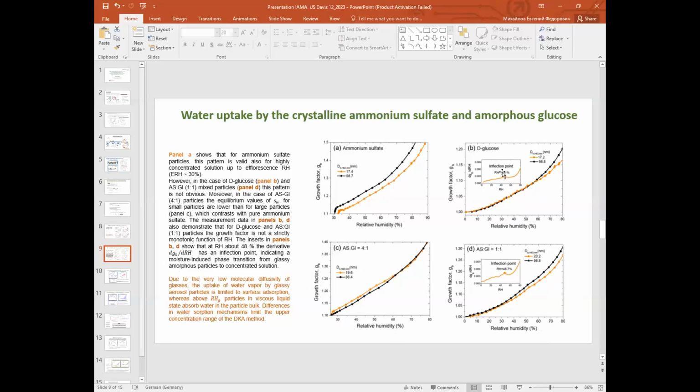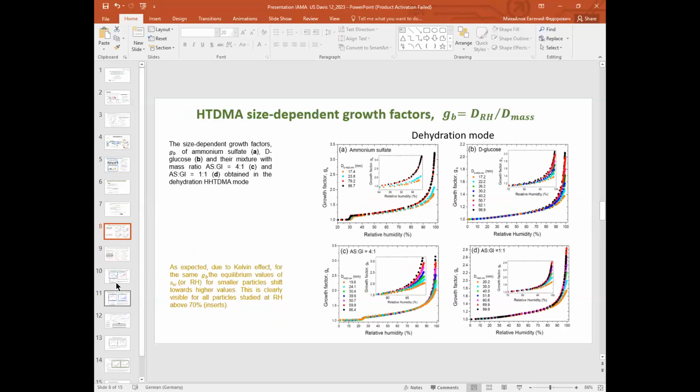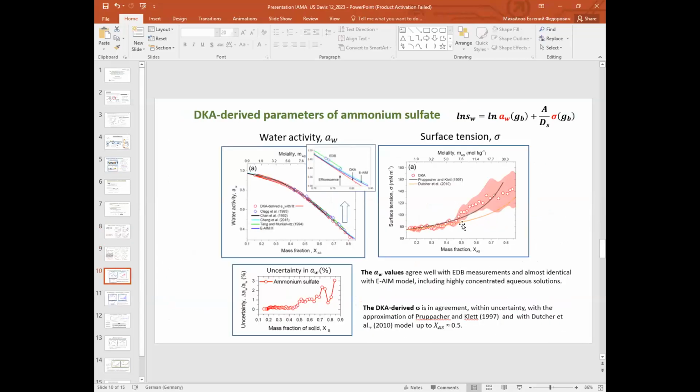This is an inflection point, which means that we have a moisture-induced phase transition where the semi-solid particle transforms into a solution droplet. And this is the phase state limit, of course, the low limit of concentration which we can use. Because of this limitation, we have very high errors like this one. This is due to solidification. This is the amorphous state of the system.